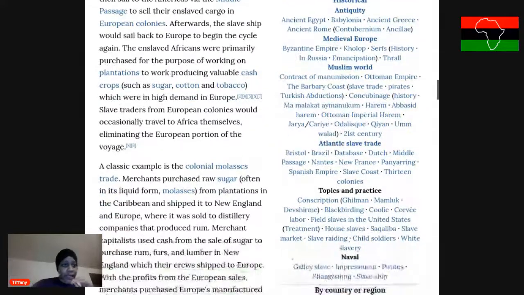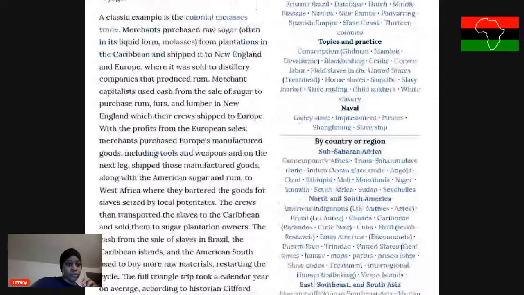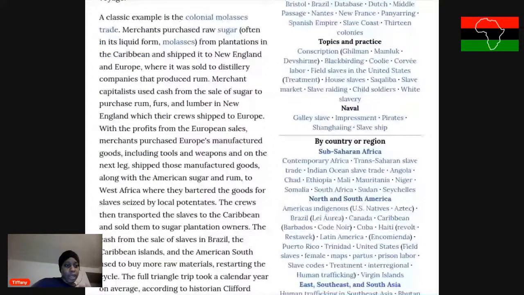It says a classic example is the Colonial Molasses trade. The merchants purchased raw sugar from plantations in the Caribbean and shipped it to New England and Europe, where it was sold to distillery companies that produce rum. Merchant capitalists used cash from the sale of sugar to purchase rum, furs, and lumber in New England, which their crews shipped to Europe.